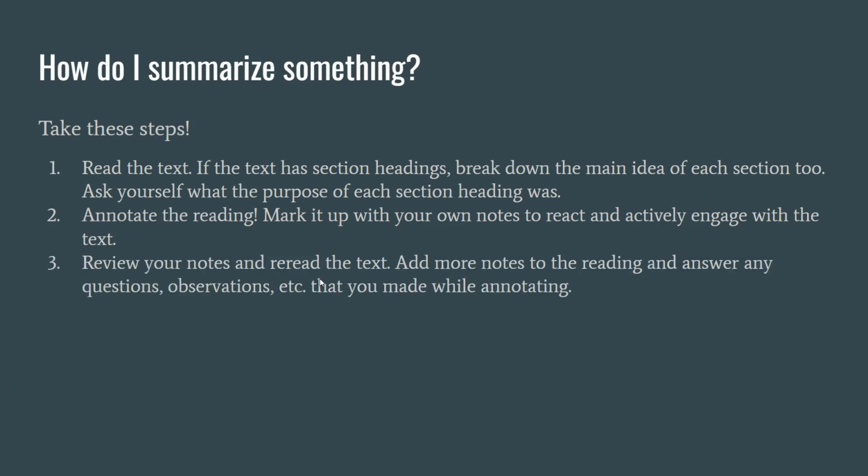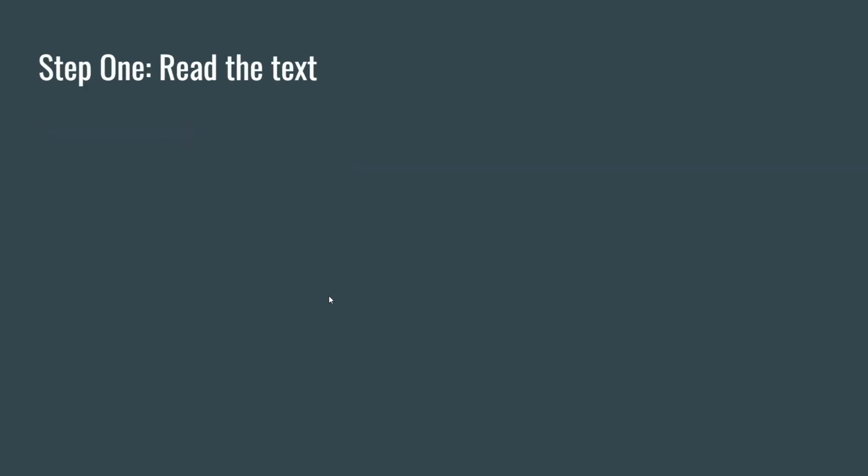Review your notes and reread the text. Add more notes to the reading and answer any questions, observations, etc. Basically answer all of your annotations that you made while you were taking notes. Then the last step is where you take all of that and write a summary essay. A standard topic sentence for a summary essay is, the main idea of the text was... So let's review each step in a little bit more detail.